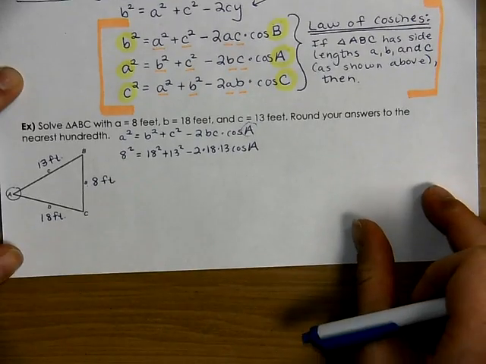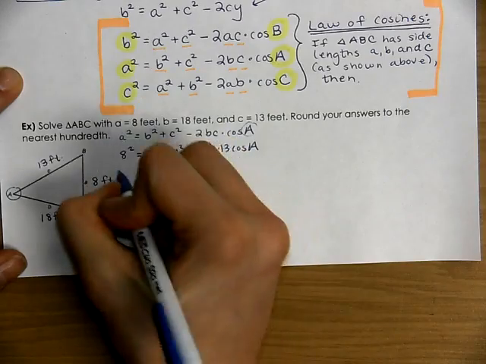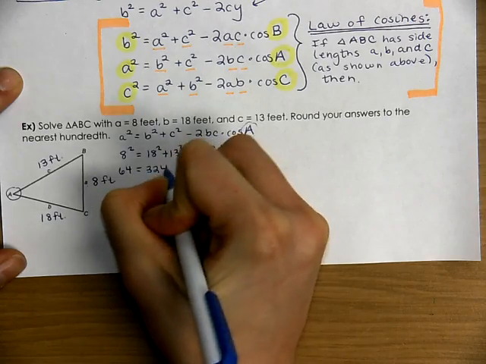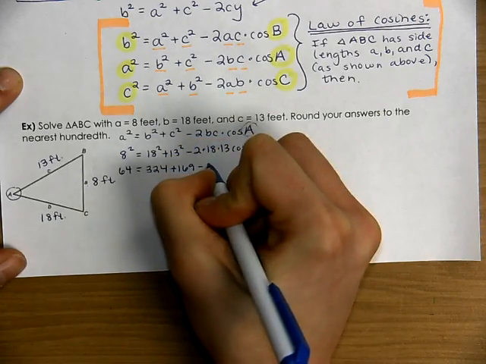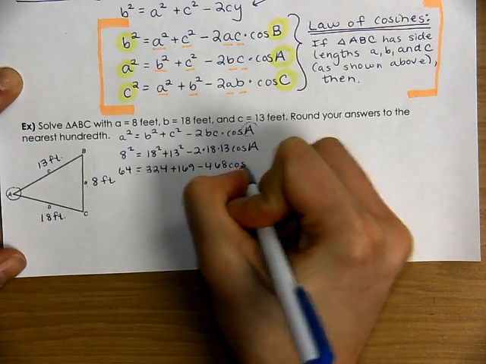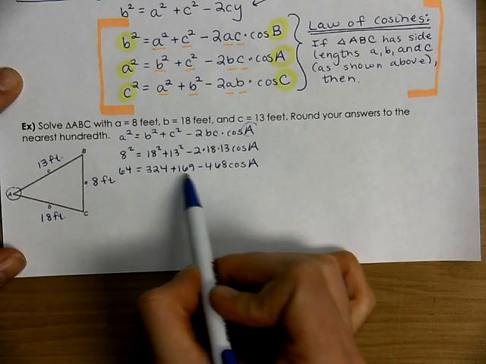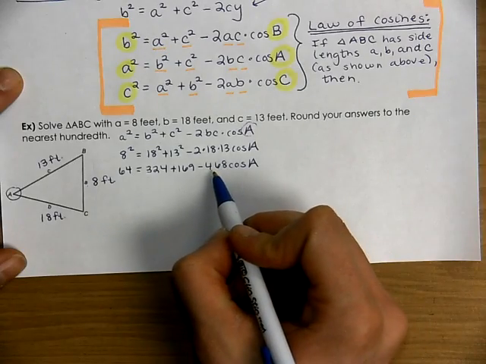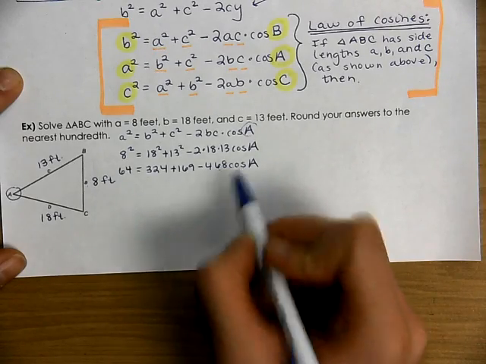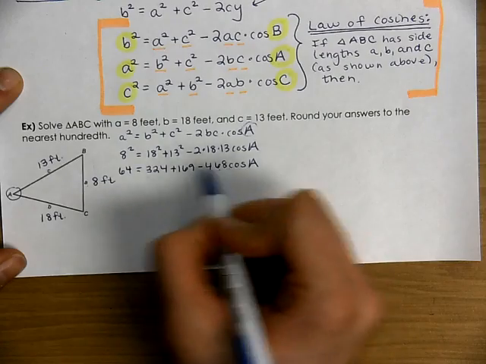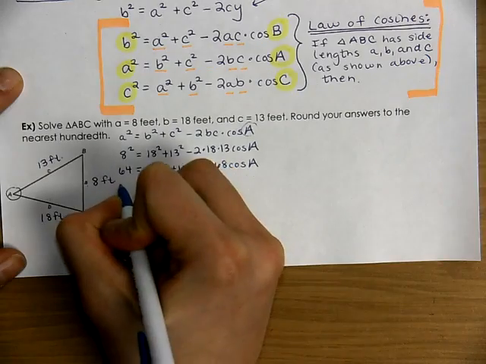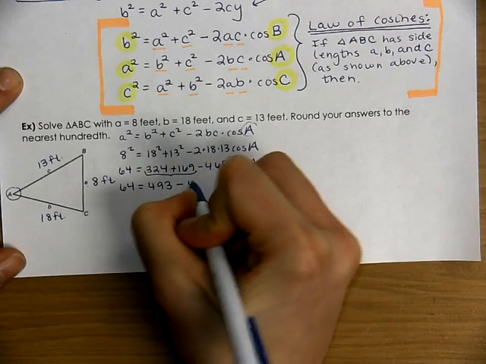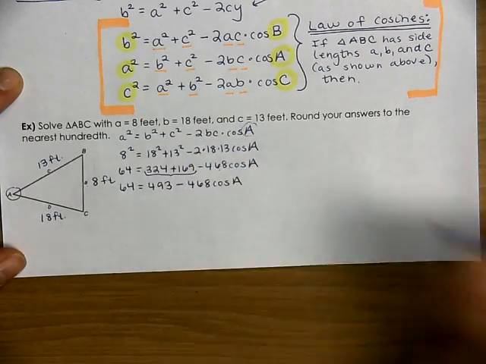Notice this time we're solving for A instead of a side length. So solving this equation is going to look a little different. You've got to hone in on your Algebra 1 skills. Here we have 64 is equal to 324 plus 169 minus 468 times cosine of A. Now, a lot of times what students like to do is add all these up, divide by that number, and then solve. Unfortunately, we cannot do that. This negative 468 is multiplied by that cosine. So when I'm simplifying, I cannot combine that with these two. I will add these two together, though. I get 64 is equal to 493 minus 468 times cosine of A.